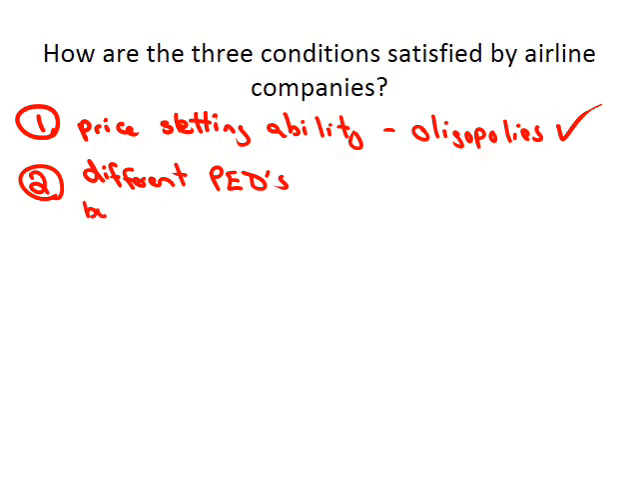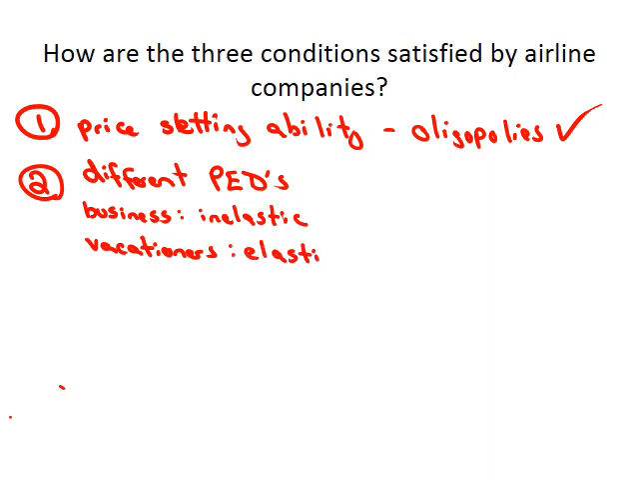So we've got the business person who has to get to that New York meeting no matter what. So business tends to be inelastic, or their demand tends to be inelastic. Vacationers tend to have an elastic demand. And so with the inelastic party, if we put the price up, we know that total revenue will go up. And with vacationers, if we keep the price down, total revenue goes up.